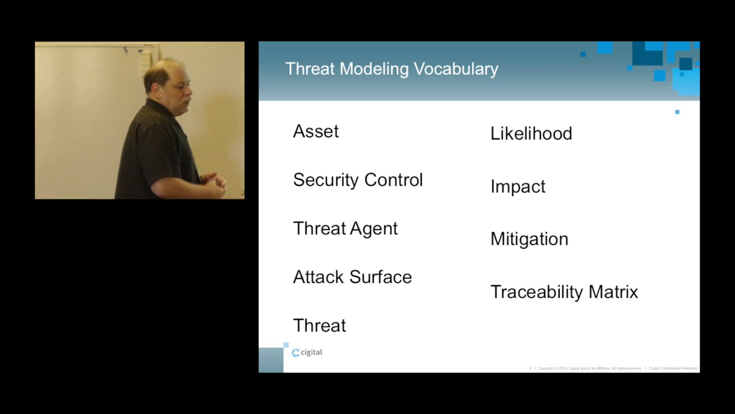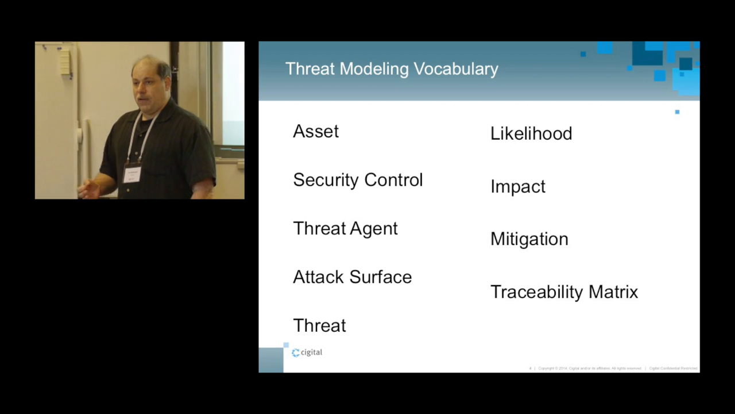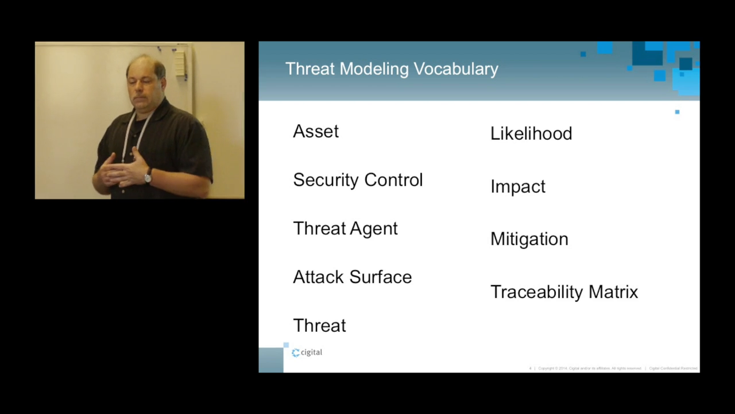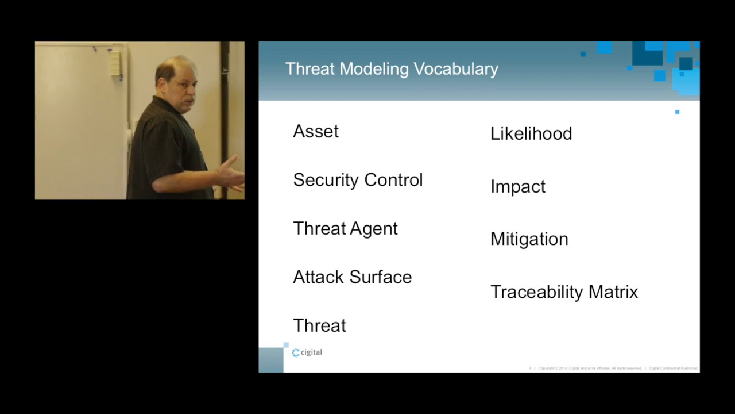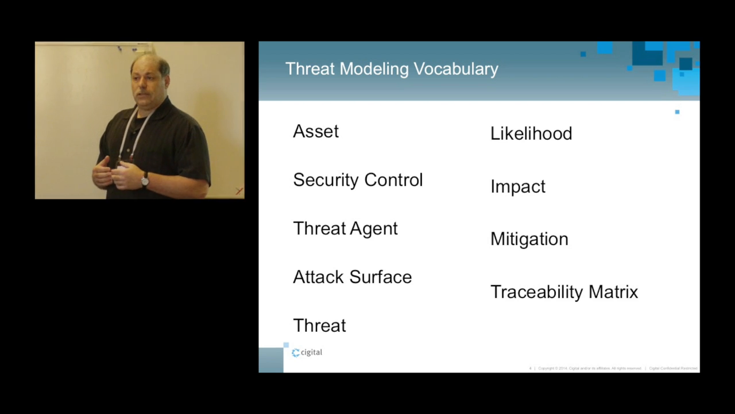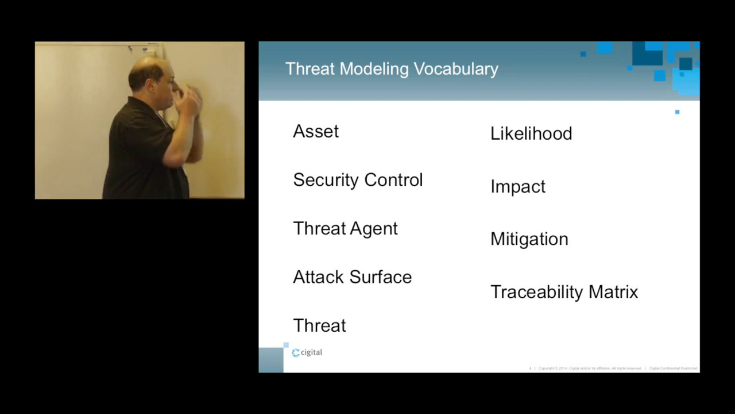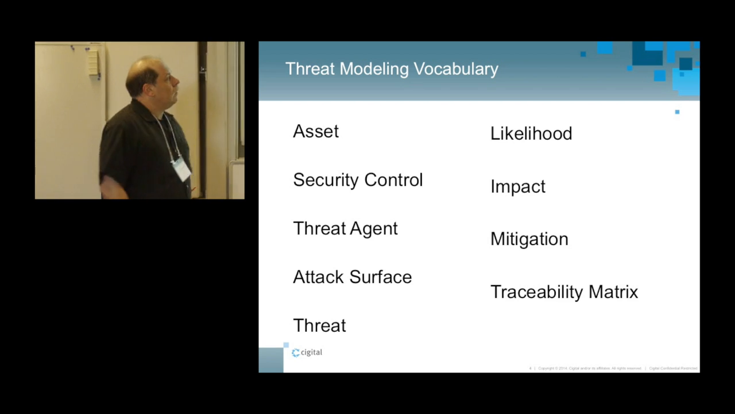We have a threat agent. Threat agent is the attacker. It's code executing on behalf of the attacker. It's basically the thing that's going to try to get to the asset. The attack surface is the part of your system that the threat agent is interacting with. How are they going to get into your system? That's the attack surface. There's the threat itself, the thing that could go wrong.